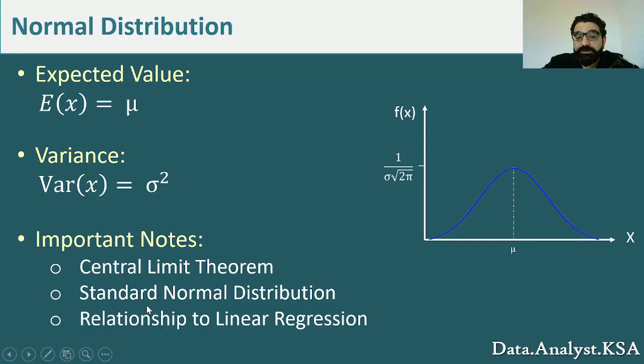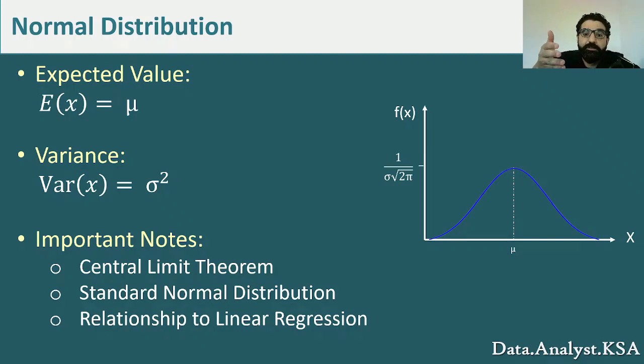Another important note is the standard normal distribution. So many times we're not specifically interested in the mu value, but we're interested to see how people differ from that mu value. So let's say we have a test that we are doing for our cohort. We're not specifically interested in the average of the class, but we're interested in how every student ranks in the class.